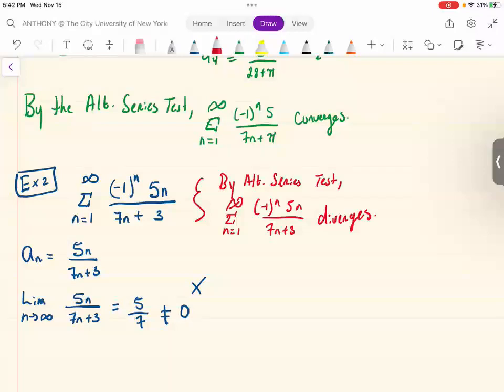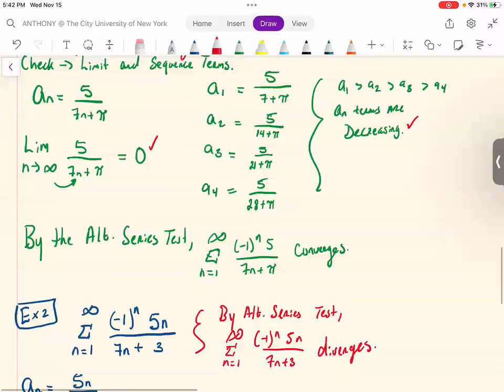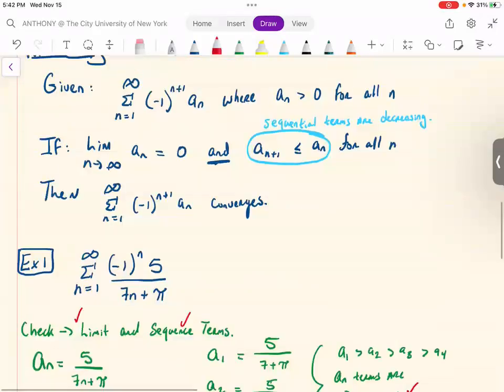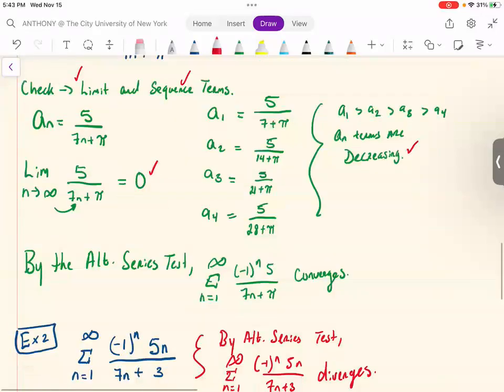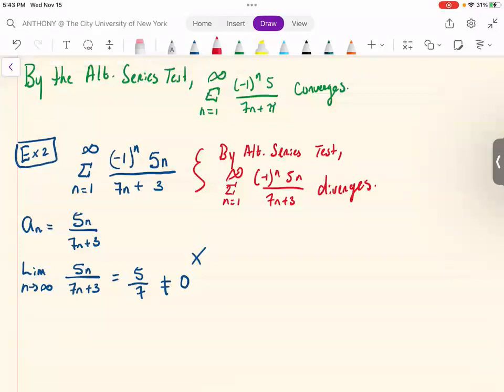Do I need to check that the sequential terms will decrease? No, I don't need to, because in order for you to have convergence, both conditions must hold. If one condition fails, it's automatically a divergent series or divergent alternating series. Okay. So I don't have to actually check that. All right. So I'm going to stop there.